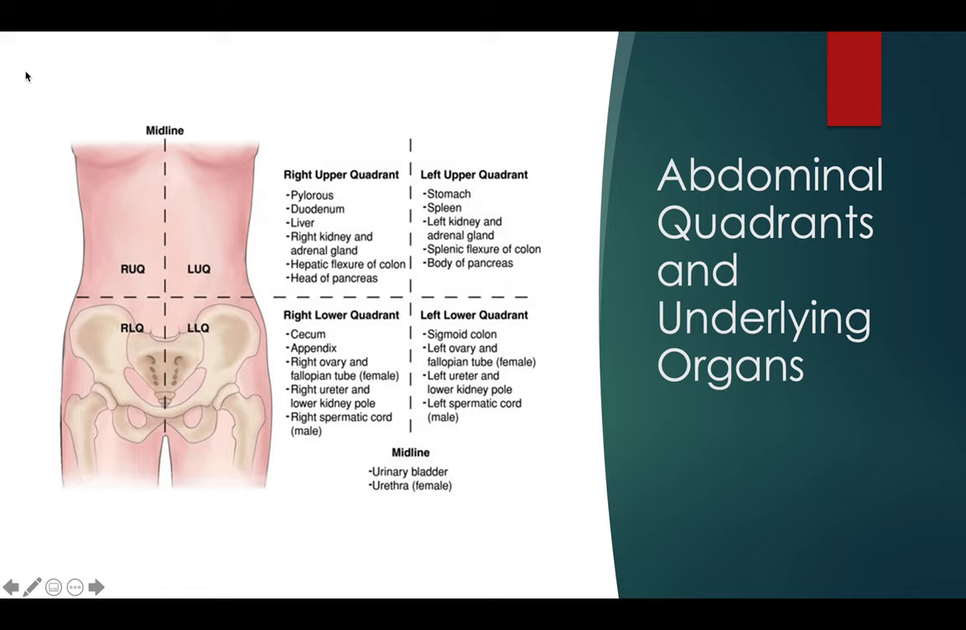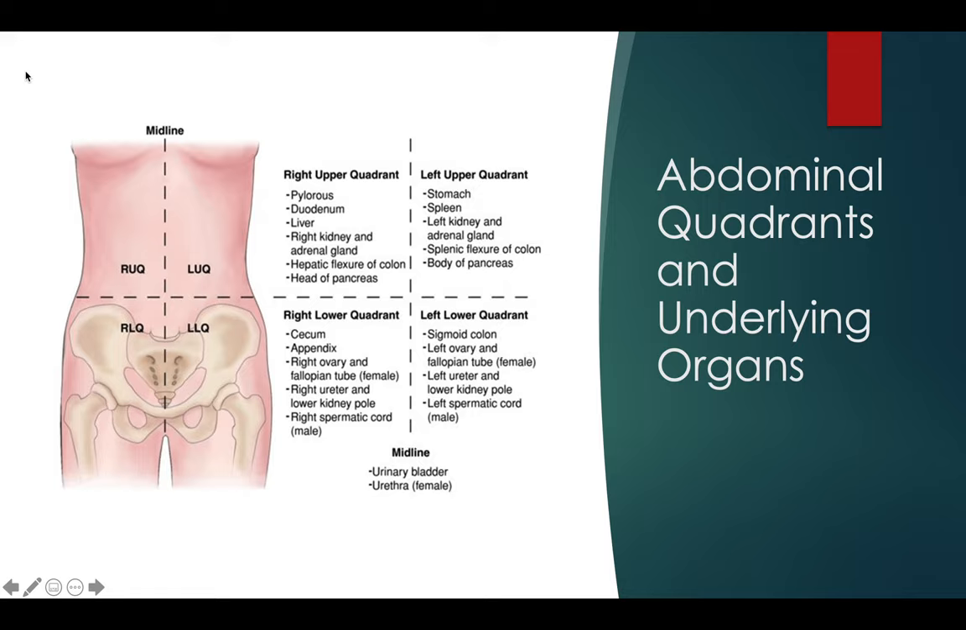And look, we've got the abdomen, abdominal quadrants, and underlying organs. I really like this. I've always liked this. So you go closest to your side: right lower, right upper, left lower. And then that shows you what things you might be feeling, hearing, touching, etc.